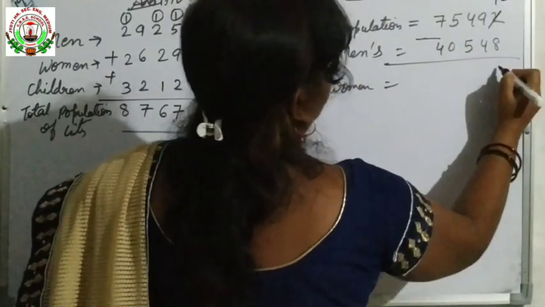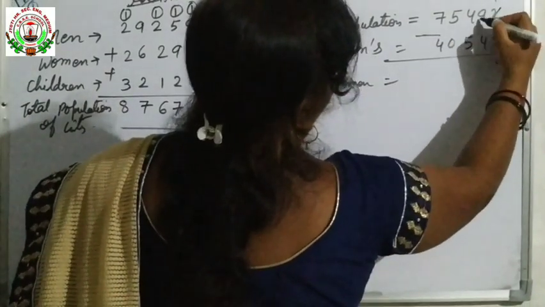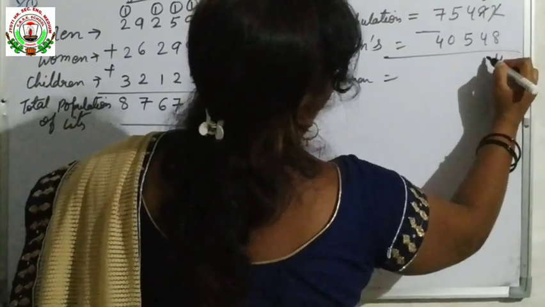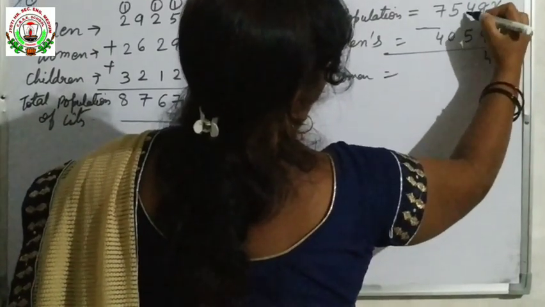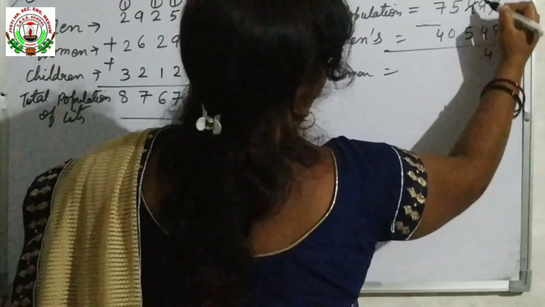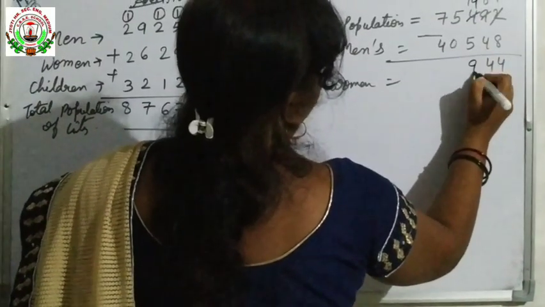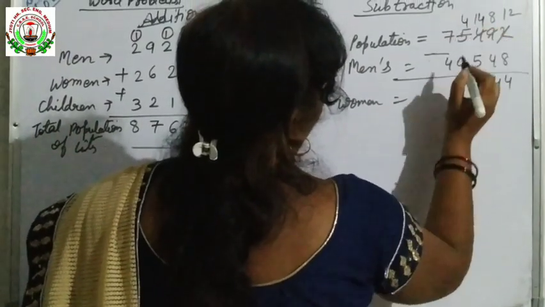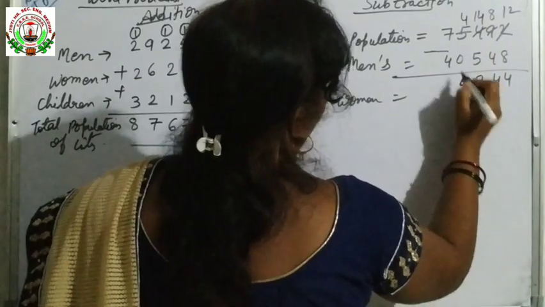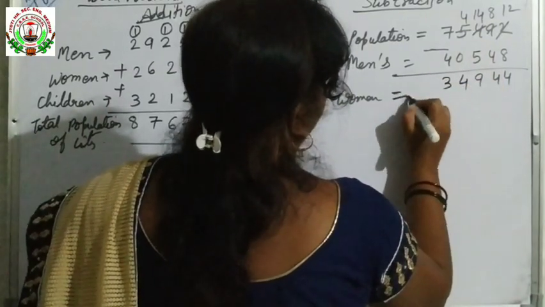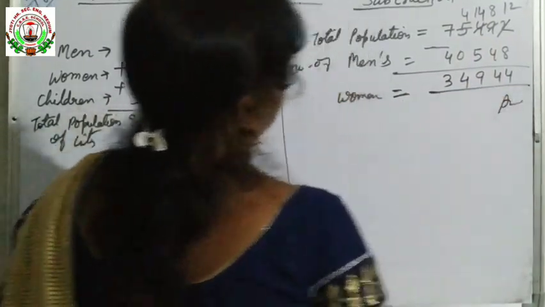12 minus 8, 4. Here gave 1, so 8 minus 4 is 4. We can't subtract 5 from 4, so again you will borrow 14. 14 minus 5 is 9. It gave 1, so it becomes 4. 4 minus 0 is 4. 7 minus 4 is 3. So it is the number of women.